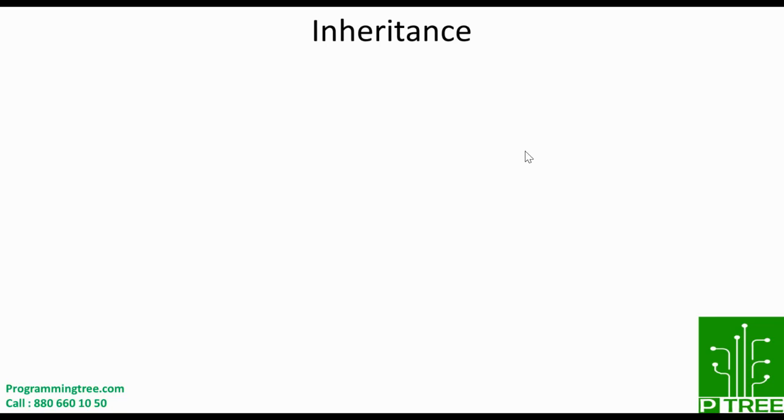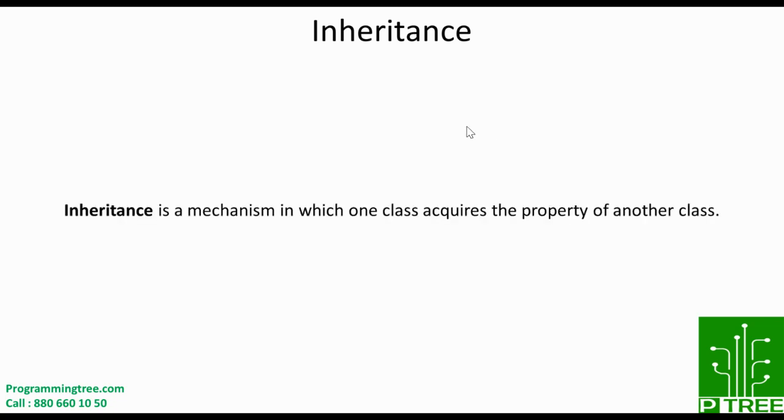Out of the four pillars of object-oriented programming, inheritance is one of the most important pillars. It is derived from the vocabulary hereditary. That's why it is also called grandfather, father and son's property, where the property flows from grandfather to father and then to son.